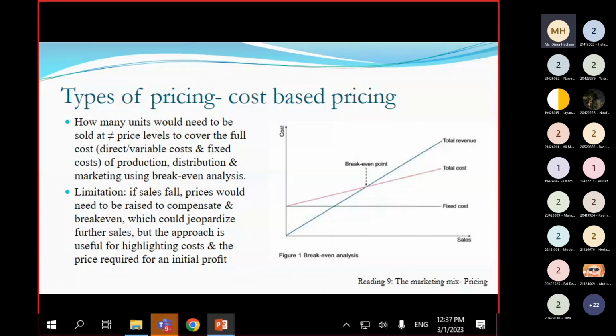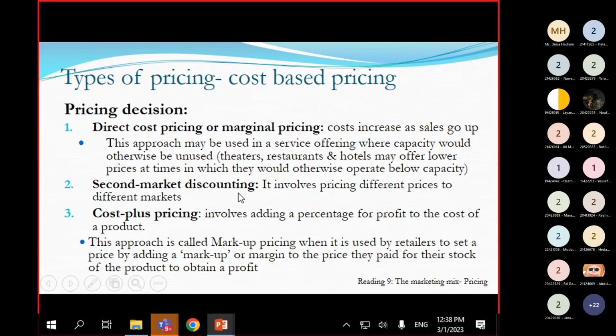It's even. And this is a very important point for you to know when you are pricing your product. So if I price it at $10, how many items should I sell until I break even? If I price it at $20, and so on. So you have to do the different scenarios of pricing your products. Now the first one is cost-based pricing.